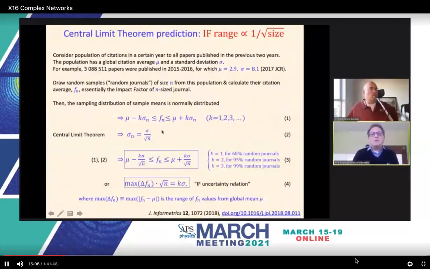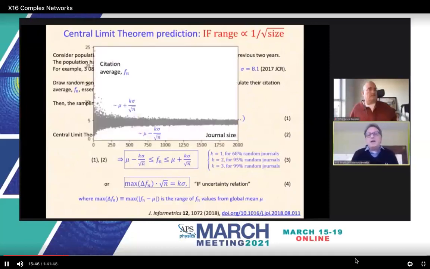The central limit theorem allows us to express this in terms of the global standard deviation, and that introduces the scale into the inequality. You see that the citation average is now bounded by quantities that depend inversely proportionally on the square root of the sample size, of the journal size. We can re-express this in a way that starts to look like an uncertainty relation, and I call it the impact factor uncertainty relation, which says that the range of impact factor values shifted from the global mean is inversely proportional to 1 over the square root of the journal size. And indeed, this is what we find.